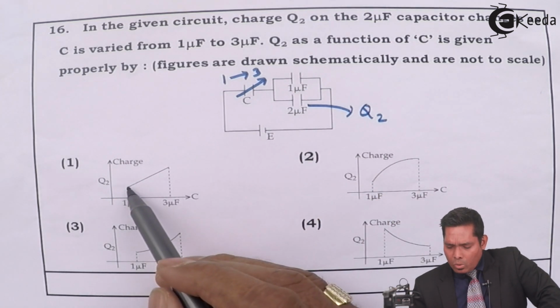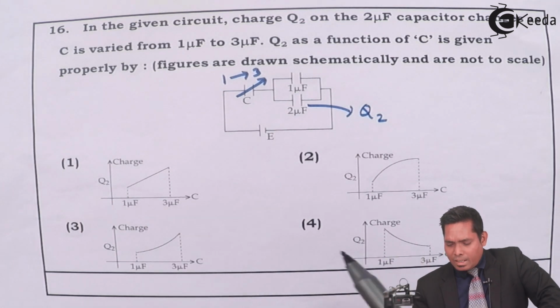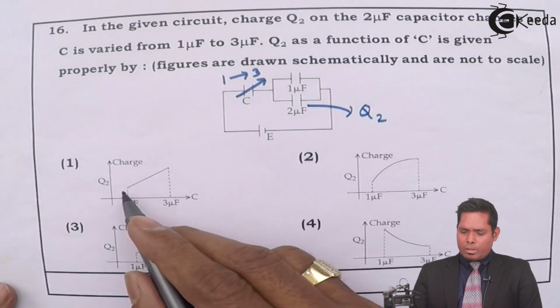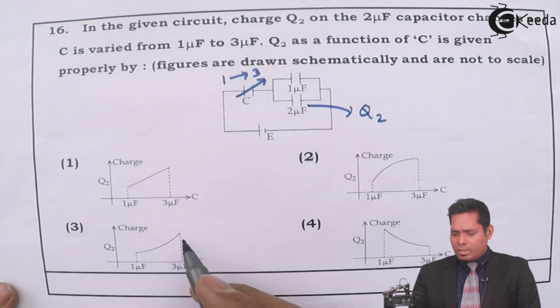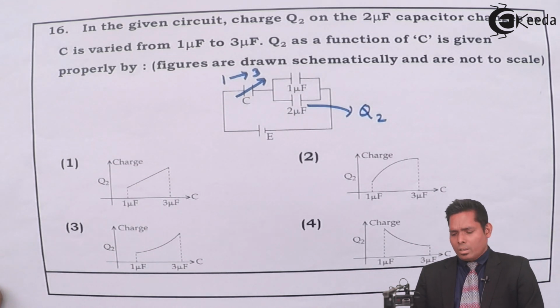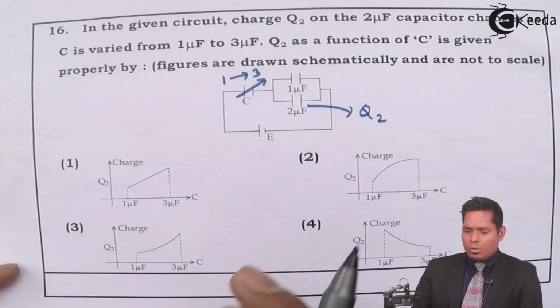Starting with some value, it will go to another value. So in all these cases there are variations, but we have to see which variation is the correct one, whether it will vary linearly or like this or that. So we have to check the equation. First of all, let us find the value of Q2.